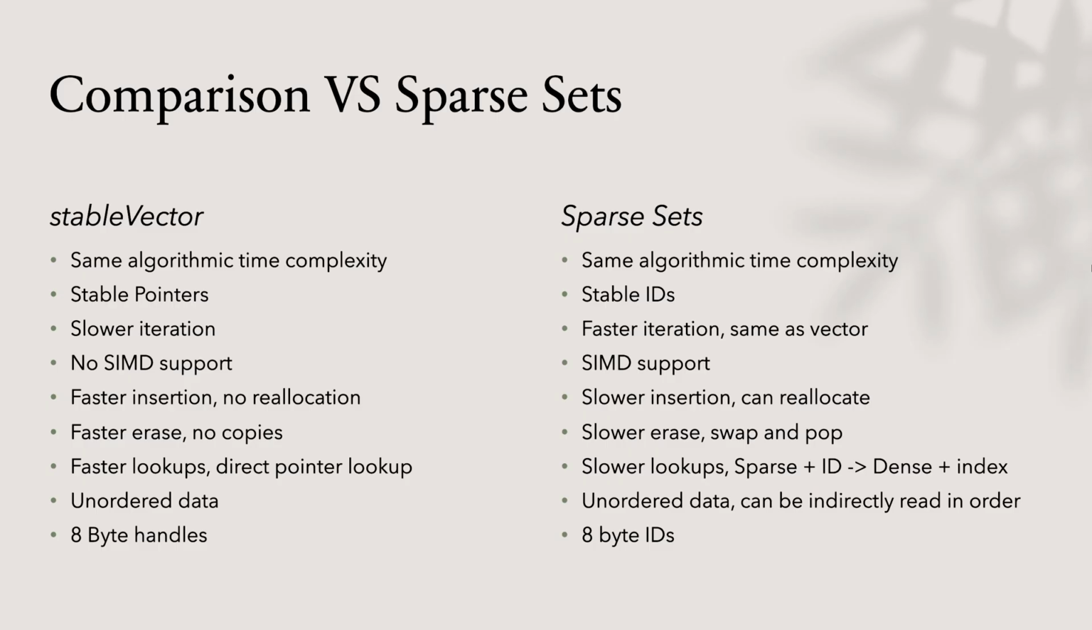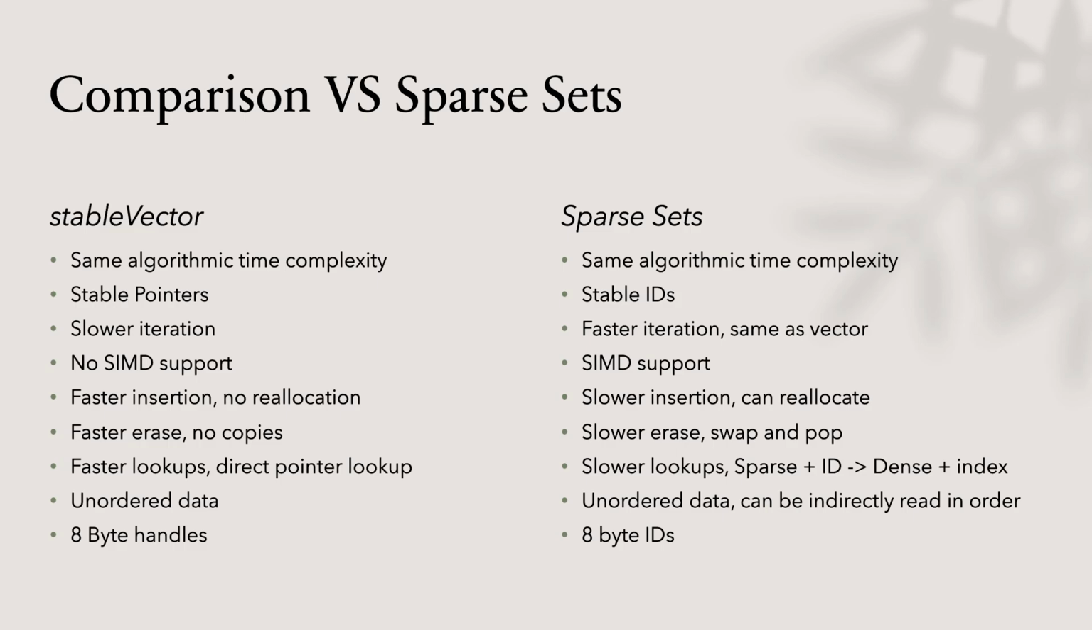Versus a sparse set, same algorithmic time complexity. Like I said, the handles are stable on both of them. The iteration on mine is going to be slower. There's no SIMD support on mine, and there is SIMD support on sparse set because it's packed. It iterates just like vector. The insertion is going to be faster on mine because there's no reallocation. The erase is going to be faster on mine because there's no swap and pop.